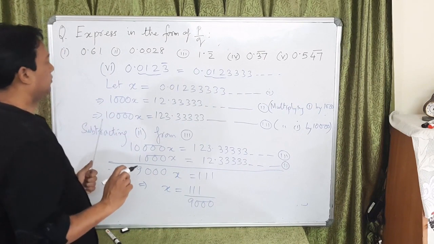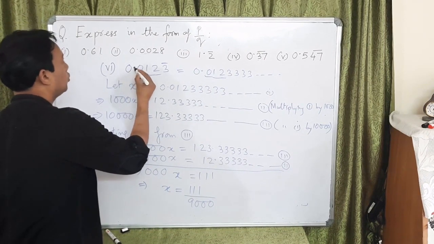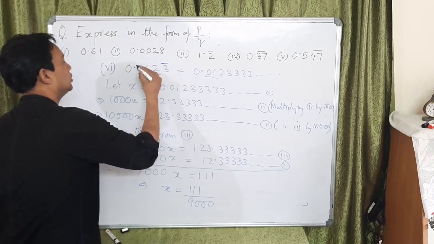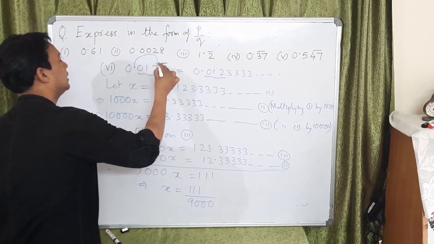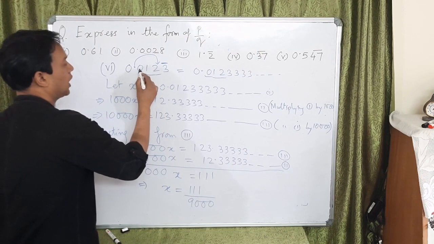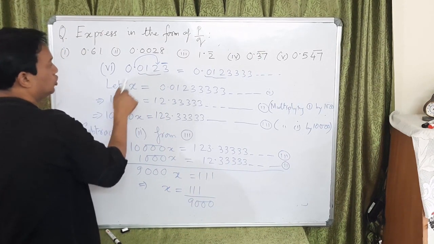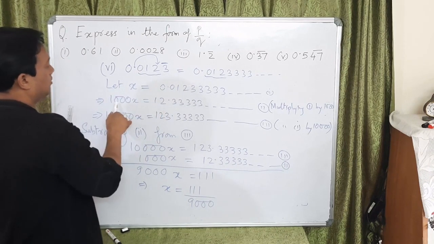Now you remember the steps. First step, you have to go before the bar number. This is the bar number here. So we have to shift the decimal till here. How many places can you count here? 1, 2, 3. So 1, 2, 3 means 1000, 3 zeros. So we are multiplying equation 1 by 1000.